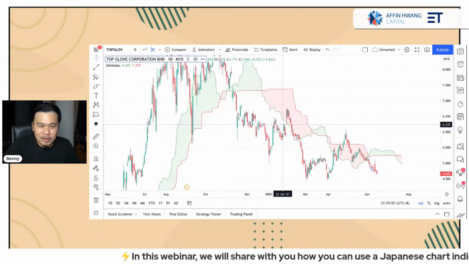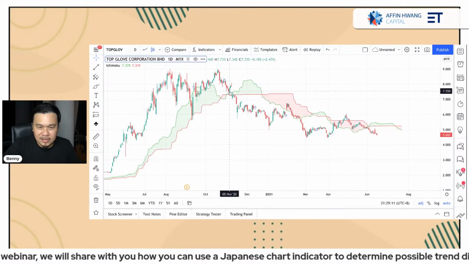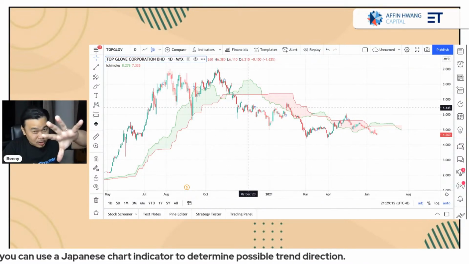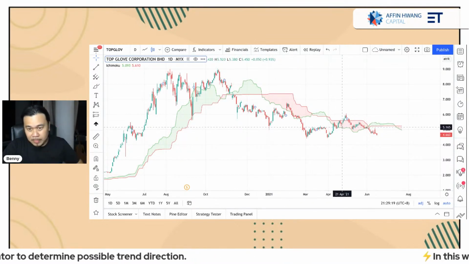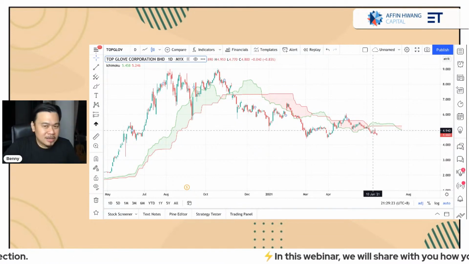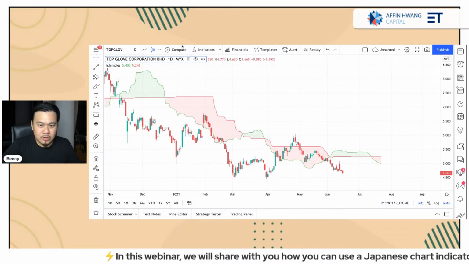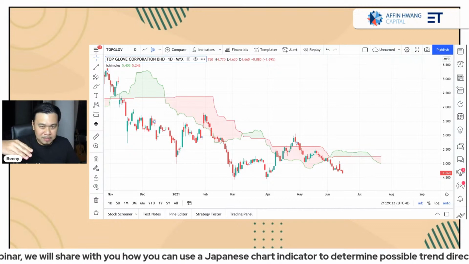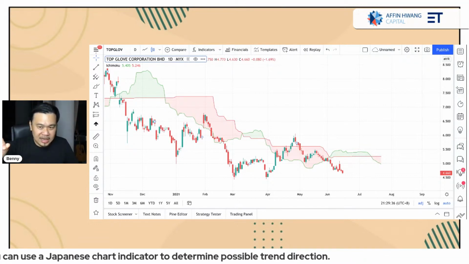If you go back even previously on Top Glove, you can see when the price goes below the cloud and the cloud gets thicker, it's a stronger downtrend, or you can see the red area over here. It's strong. But you can see that it's starting to get thinner right now, which basically tells me that although the price is in a downtrend, you probably have support coming in. People are starting to buy a little bit. But nevertheless, it's still a downtrend.